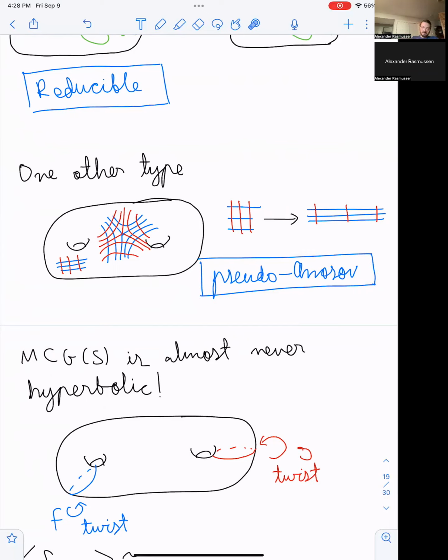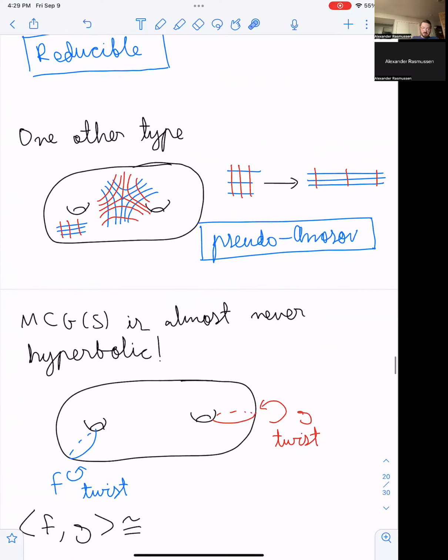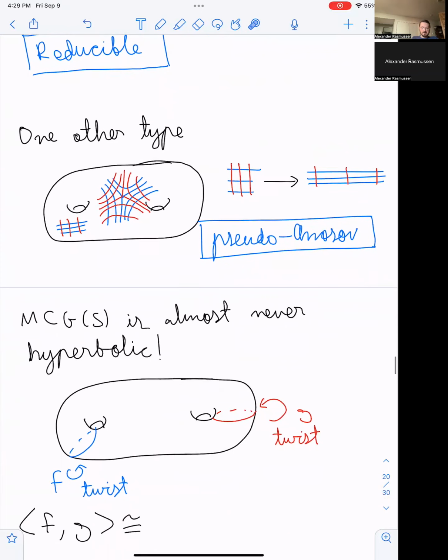So what these do is the following. You can put a Euclidean structure on your surface away from finitely many singularities. And then with respect to this Euclidean structure, you can take a little Euclidean piece of your surface like this. And what your mapping class is going to do is stretch it horizontally and contract it vertically. Okay, so those are your 3 different types of mapping classes.